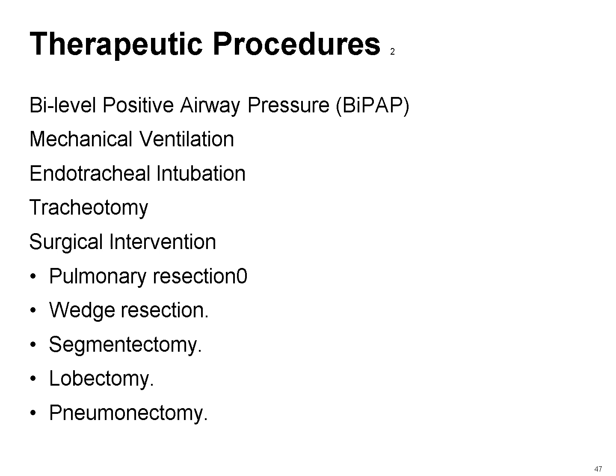Pulmonary resection is the surgical removal of lung tissue to treat disease or injury. Wedge resection is a procedure to remove a small, localized area of diseased lung tissue. Segmentectomy involves removing a segment of lung tissue connected to a bronchus.